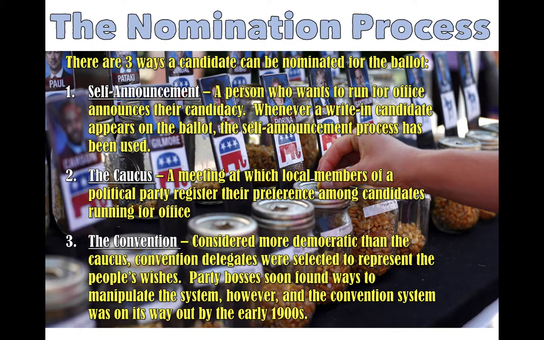And then lastly, the convention. This is considered more democratic than the caucus. A convention is where delegates are selected to represent the people's wishes. So basically, in the summer, Milwaukee was supposed to host the Democratic National Convention, but that has been postponed. I don't know if it's been moved to a later date or if it's going virtual. I haven't seen the latest news on that, but that's where the Democratic Convention was supposed to take place, but that got moved. But this is essentially where the formal nomination takes place for the political party.